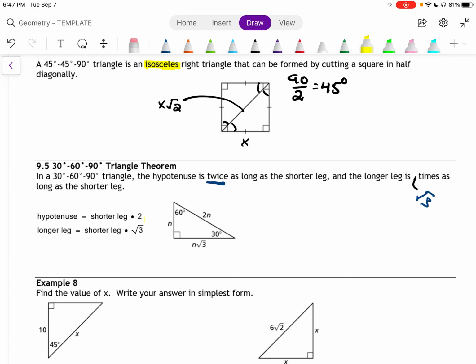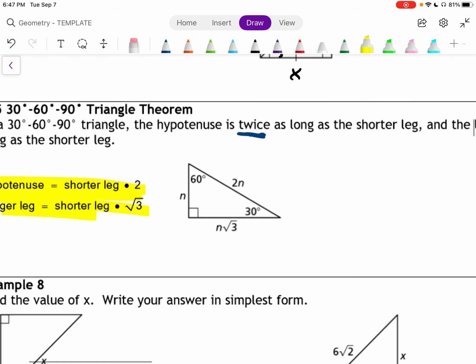So we have these formulas over here, if you'd like to use them. But I normally look at this picture here. And again, I think this picture is good to embed in your memory. We have 3 different lengths here. We have n, n root 3, and 2n. And it's good to memorize them in that order.